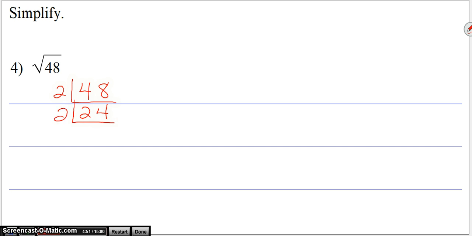24 is not prime, 2 goes into that 12 times. 12 is not prime, 2 goes into that 6 times. 6 is not prime, 2 goes into that 3 times, but 3 is prime, so I know I'm done. The square root of 48 is the same thing as 4 2's and a 3.